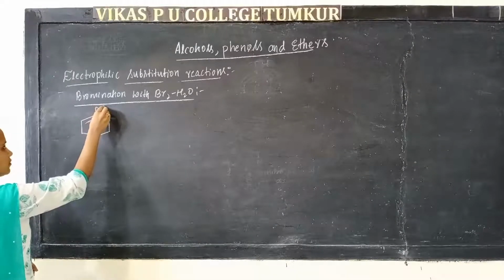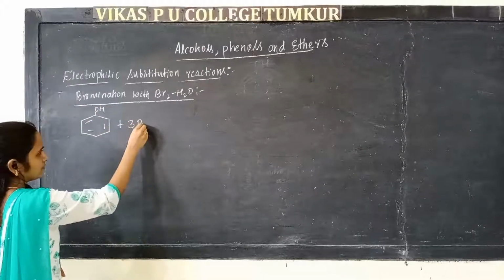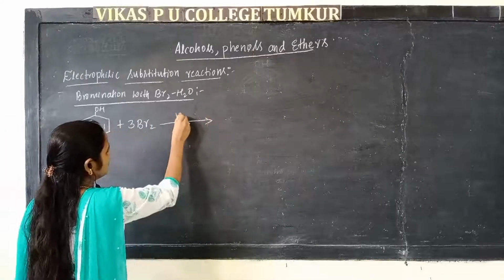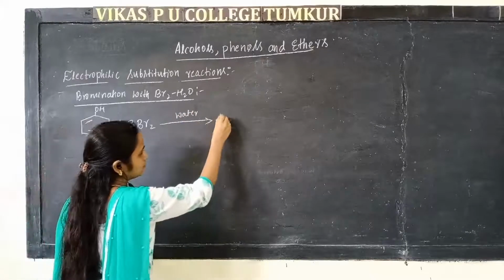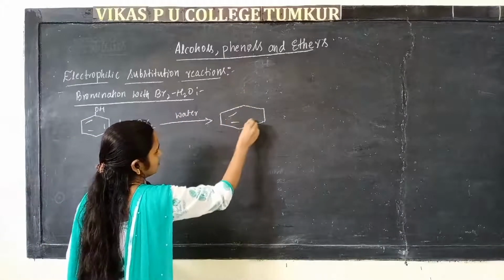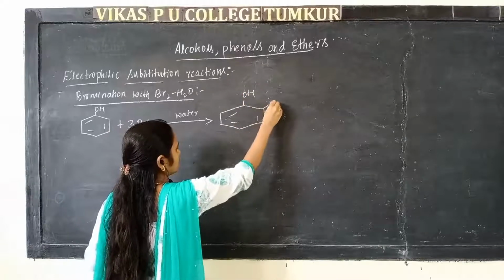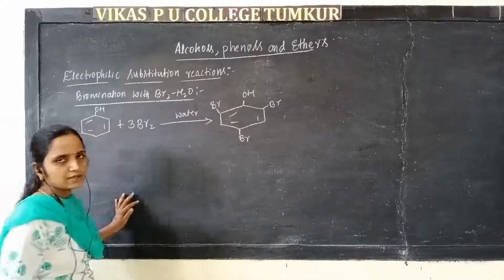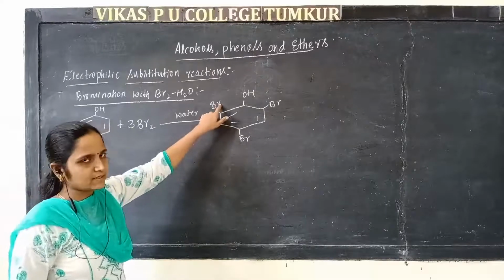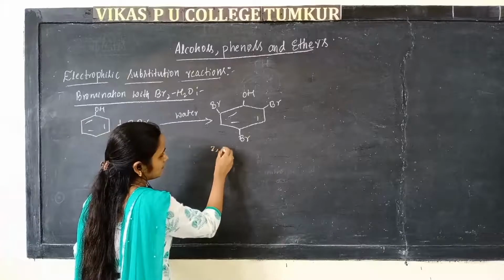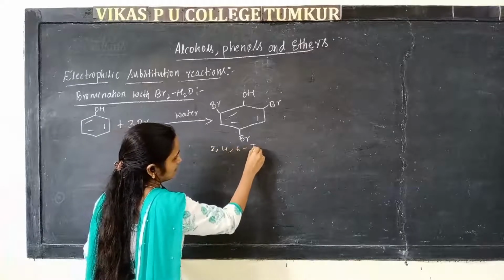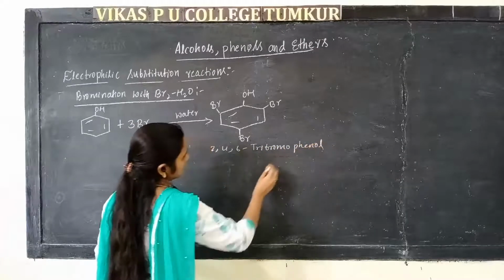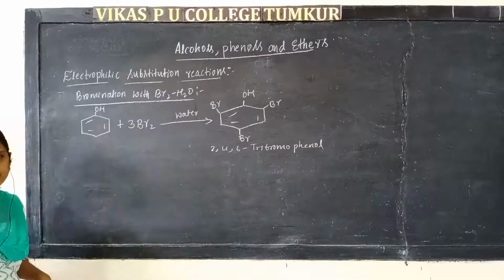Phenol is treated with bromine water, and we get 2,4,6-tribromophenol, the white precipitate of 2,4,6-tribromophenol. This is about bromination with bromine water.